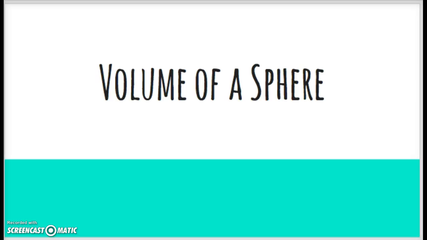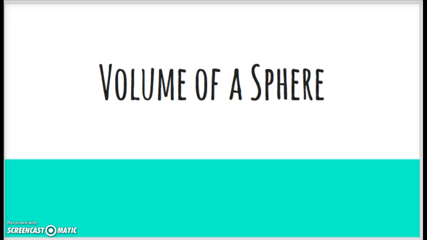In this lesson, we're going to be talking about the volume of a sphere. So remember, a sphere is just like a ball, okay? And so far in this chapter, we've talked about the volume of cylinders and we've talked about the volume of cones. And we saw that those were very closely related to each other. So today we're going to talk about the volume of a sphere.